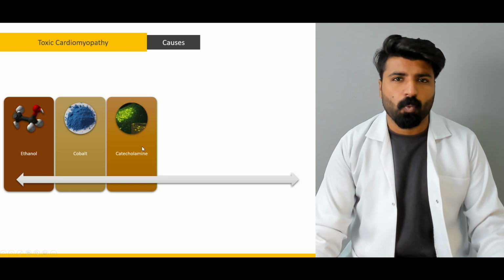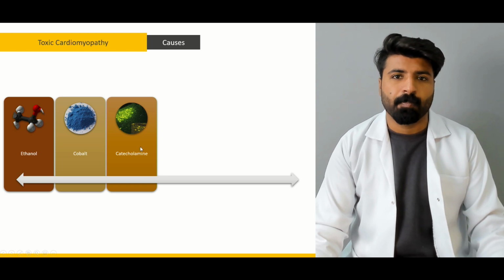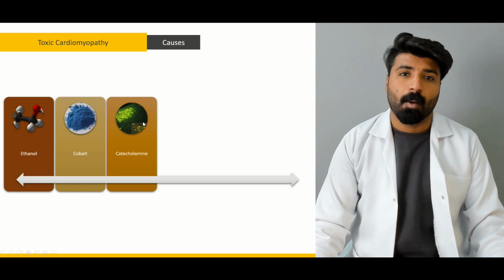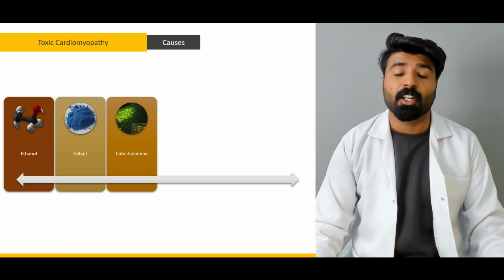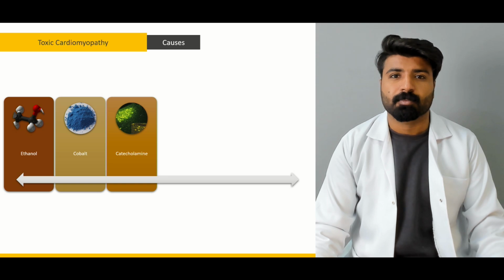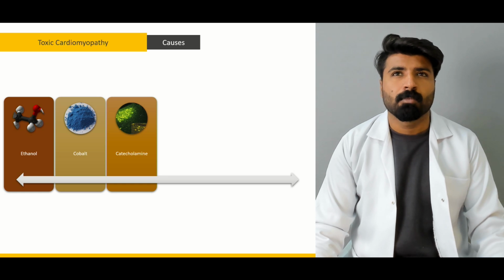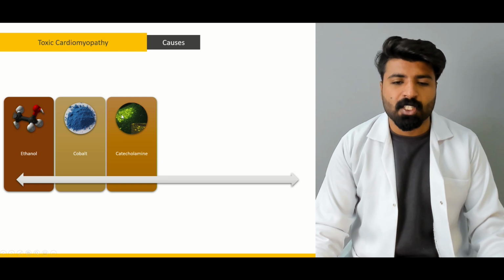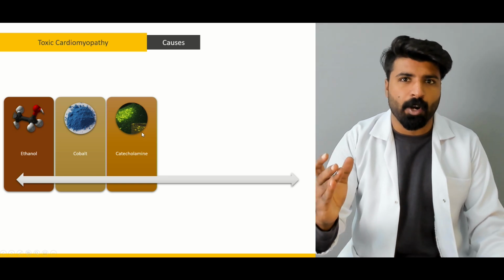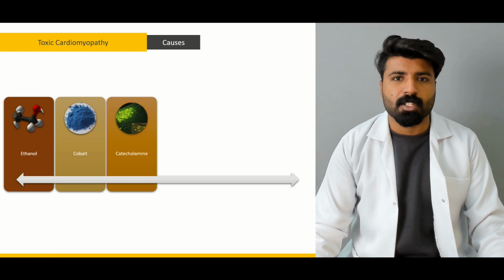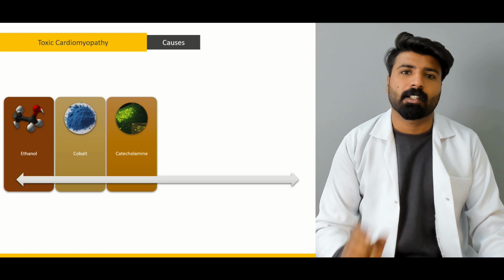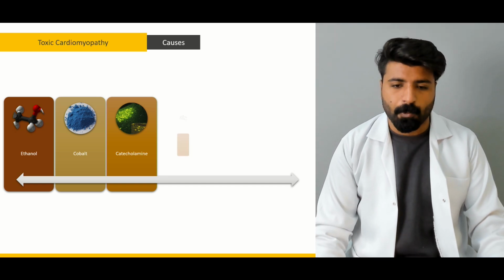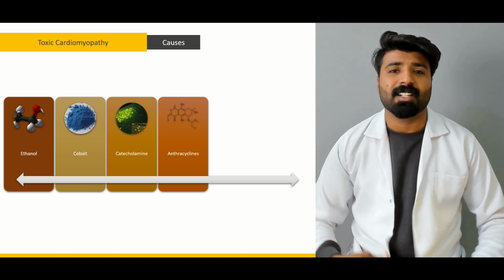Now you must be wondering where the catecholamines come in. Catecholamines, yes, they're intrinsic, but consider patients who are taking catecholamines to control their blood pressure, or patients who have pheochromocytomas, or patients who had a head injury. An increased quantity of catecholamines above their set point will lead to myocardial necrosis and myocardial atrophy, and that will lead to dilated cardiomyopathies or toxic cardiomyopathies. Next on, we have anthracyclines.